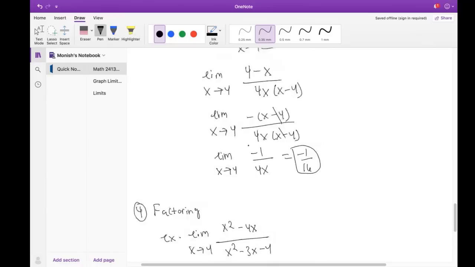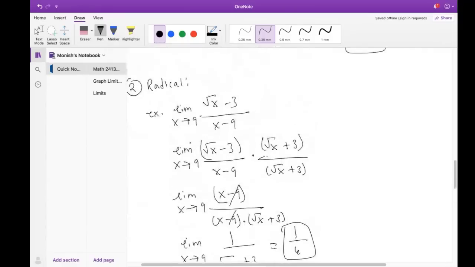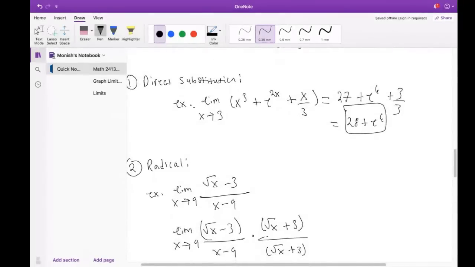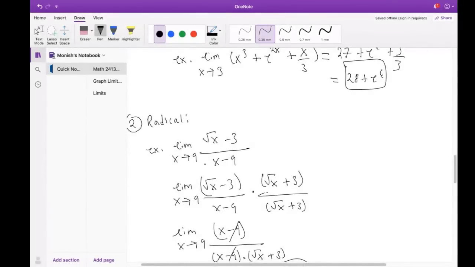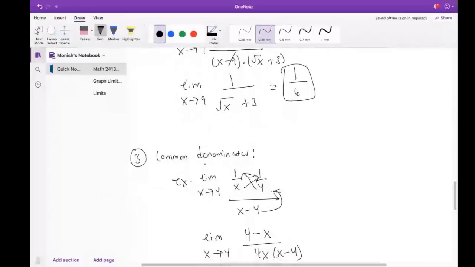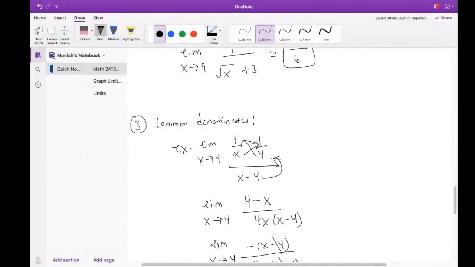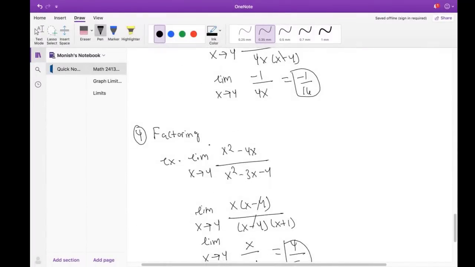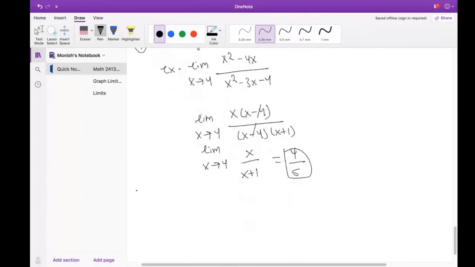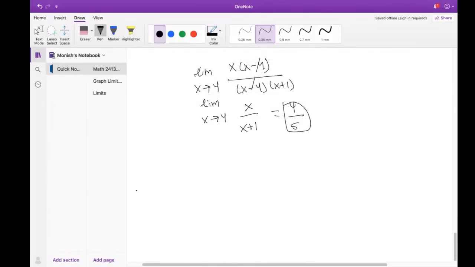And those are the 4 main techniques you're going to want to use with whatever type of limit problem they give you. Always start off with direct substitution. If you have a radical, rationalize your expression using the conjugate. If you have 2 fractions in the numerator, use the common denominator. And then if you have 2 expressions that you can factor, make sure you factor them after you try direct substitution.